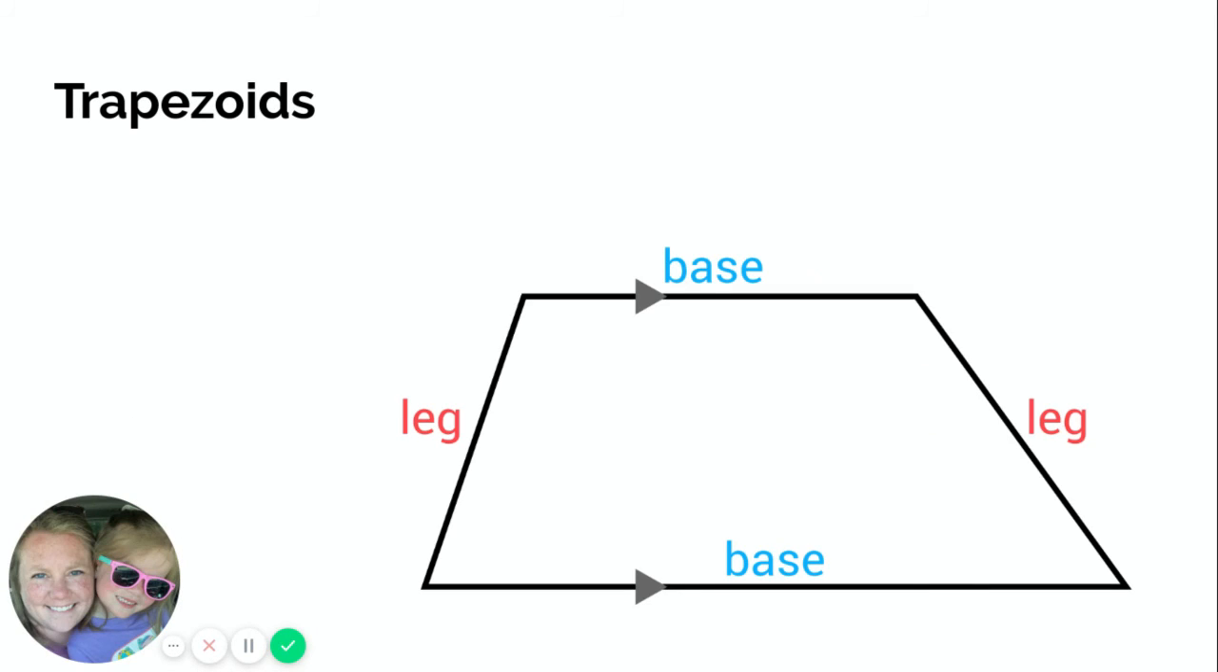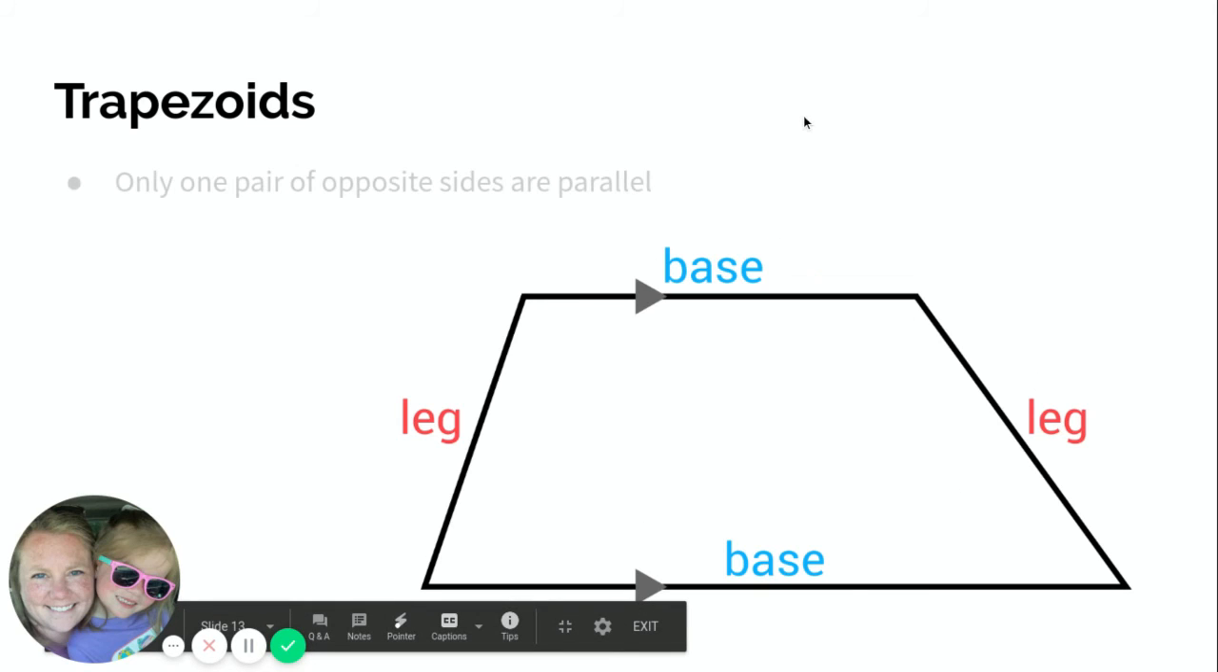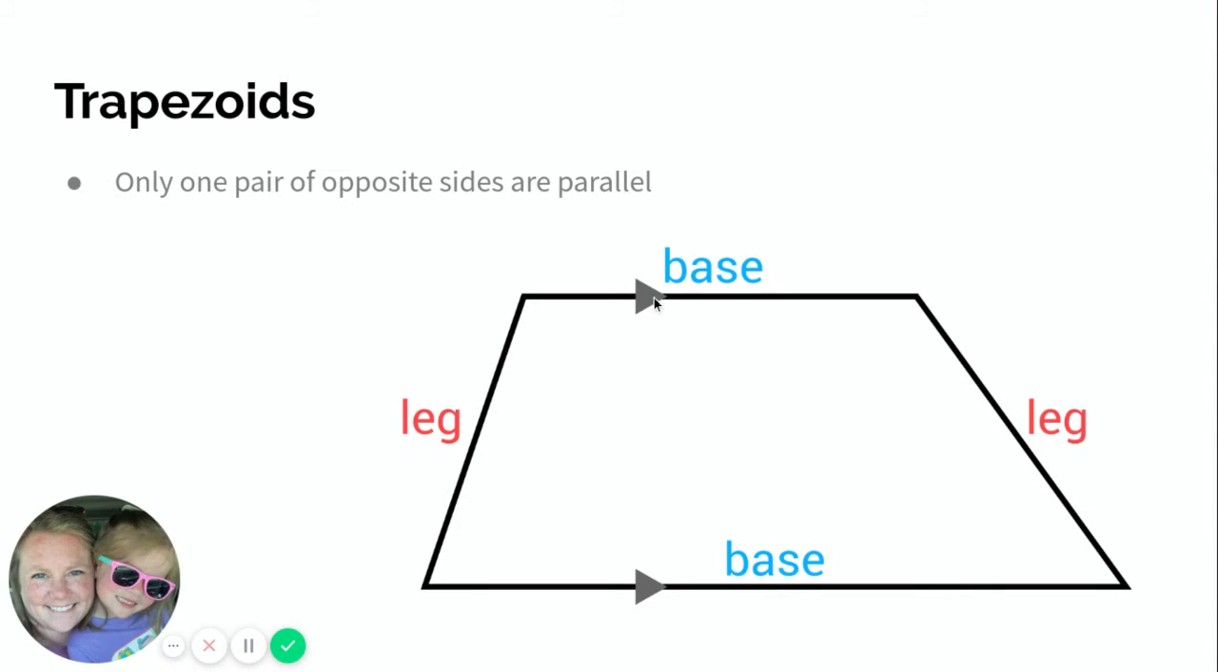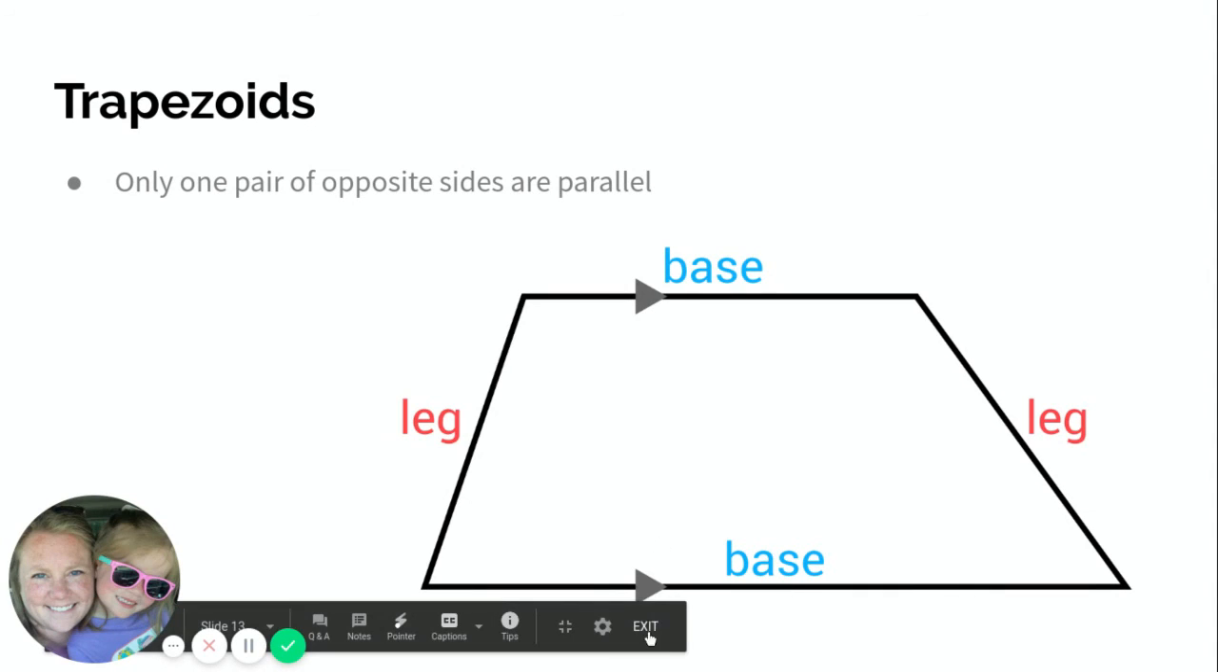The next thing I want to talk about is a trapezoid. There are two kinds of trapezoids we're going to talk about, just trapezoid and isosceles trapezoid. This is just a trapezoid. Only one pair of opposite sides are parallel. So here's my little arrow, and here's another arrow. That means these two sides are the ones that are parallel.